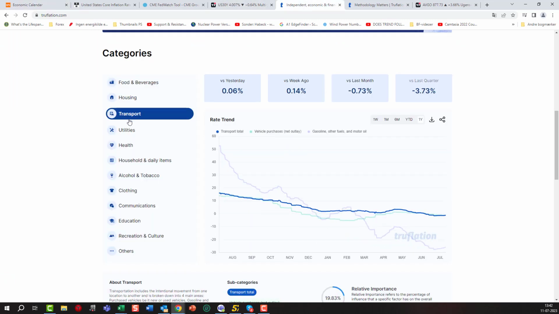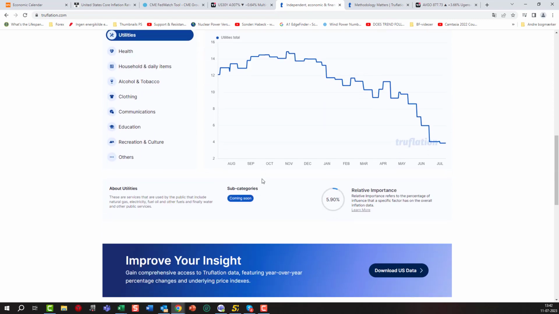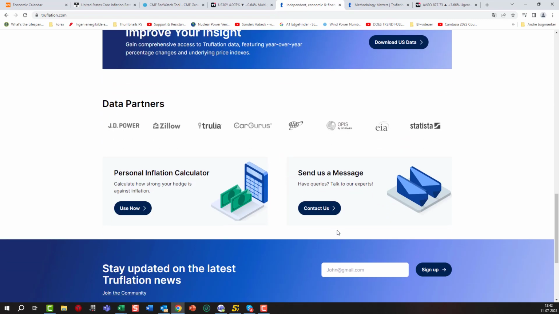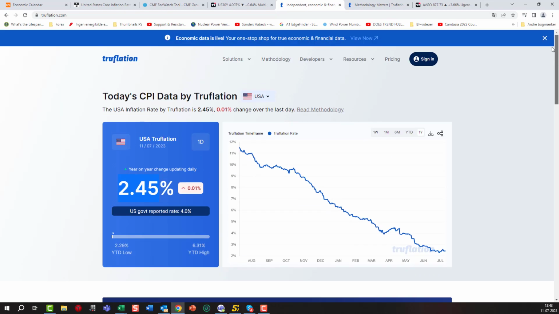You can see the housing, you can see transport and utilities and so on. And of course, they are oscillating up and down, but the overall picture is down. Down here, they are explaining more about how they are doing it, and they have an entire chapter up here just about the methodology, so you can go in and read more about this. But I'm actually looking at this once per week just to see. I think it's quite fascinating to see live where the inflation is, or as it says here, the true inflation.